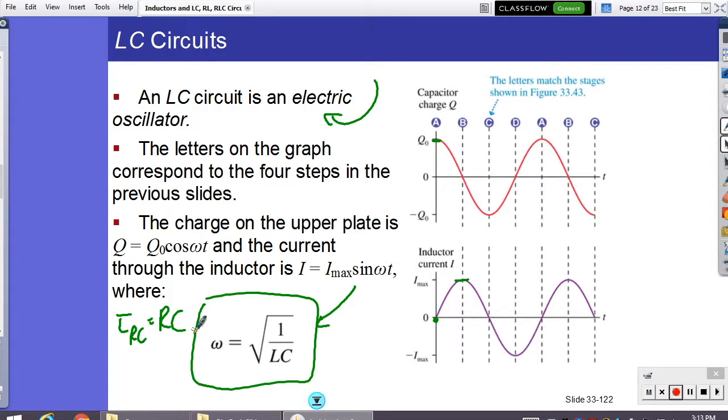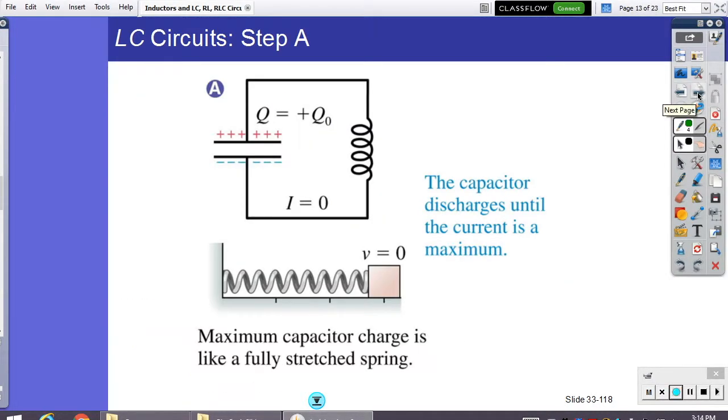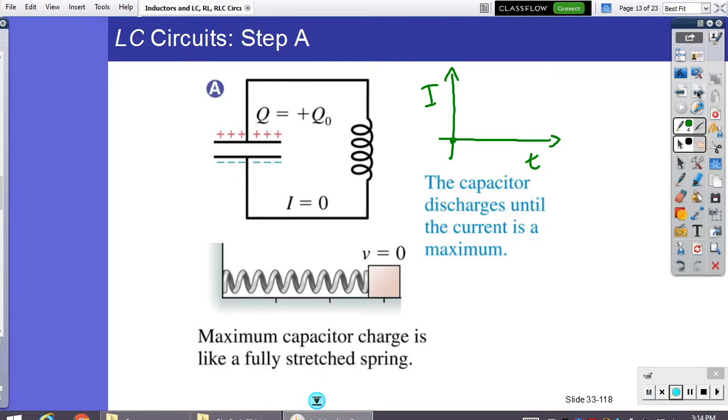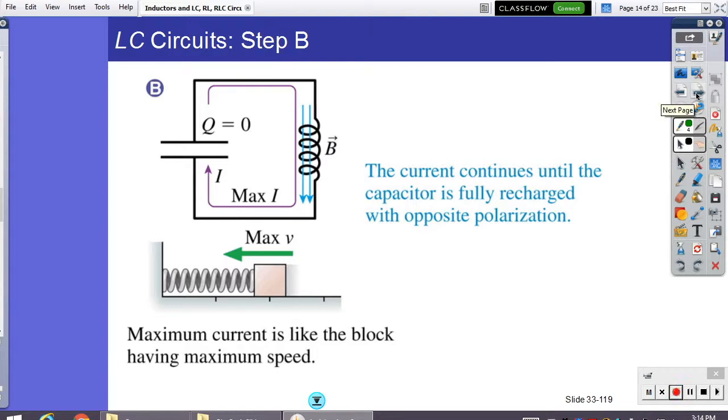So what the heck is sloshing back and forth? How can we interpret this? Well, let's start at this first moment when everything is charged, just when we close the switch. This is like having a fully stretched spring. The moment we let it go, there's no velocity yet because we've just let it go. It's literally the first moment. Nothing's happened yet. So we have no velocity, we have no current. So our current starts off at 0.